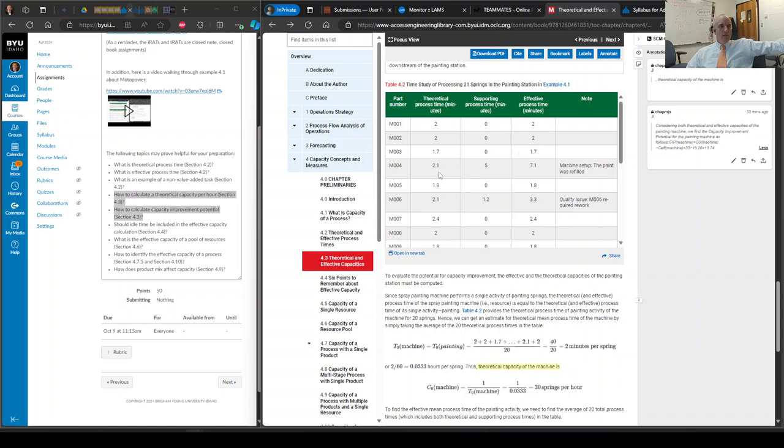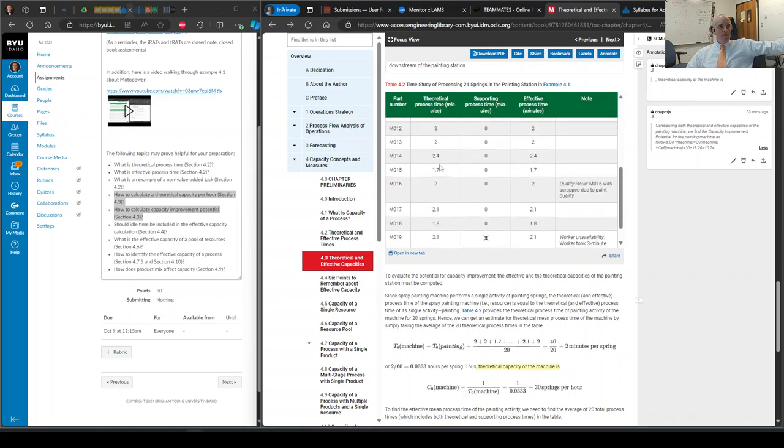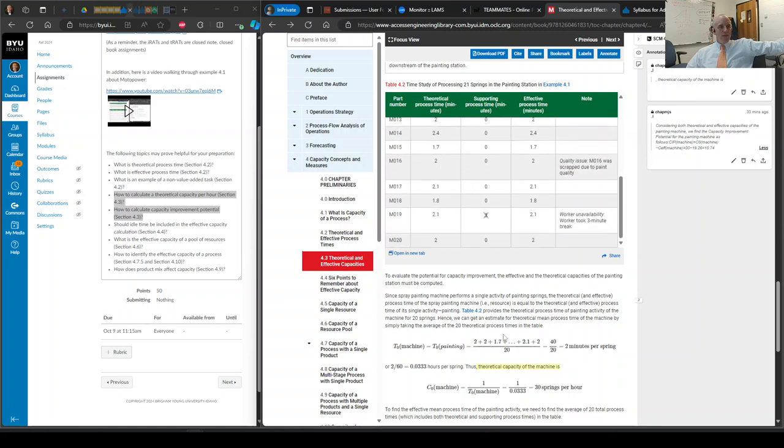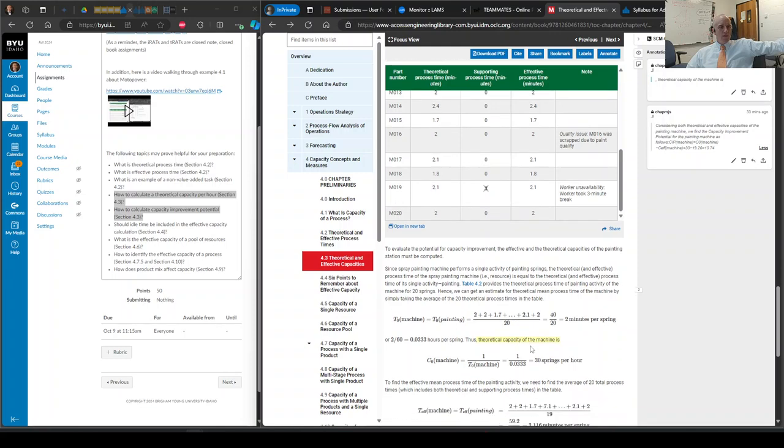If we come down to machine number 4, part number 4, M004, 2.1 minutes was the theoretical process time, but there was supporting tasks of 5 minutes. The paint was refilled. So the total effective time was 7.1 minutes. So to calculate the theoretical capacity of the machine, you add up all of the theoretical process times, which in this case was 40. There were 20 parts, so 40 divided by 20 is 2 minutes per spring.